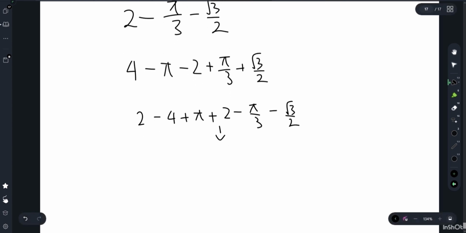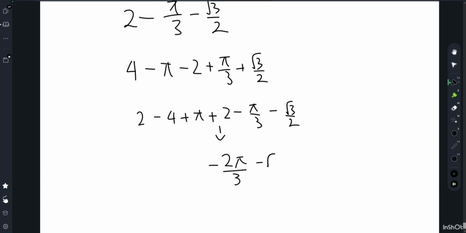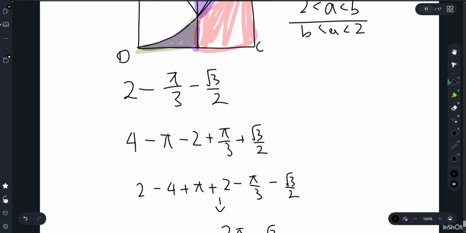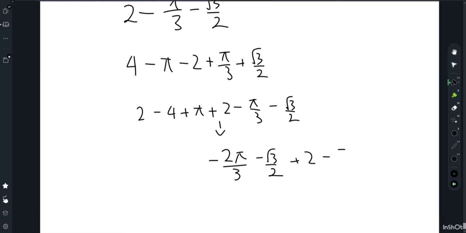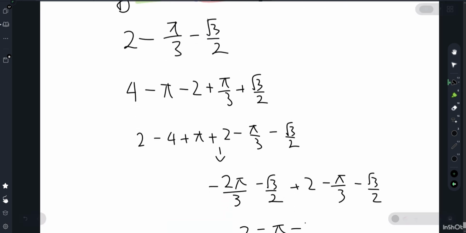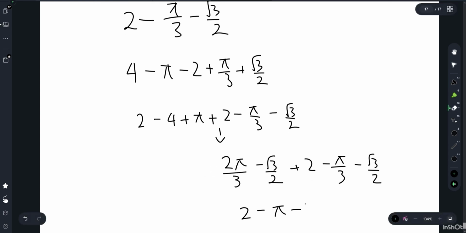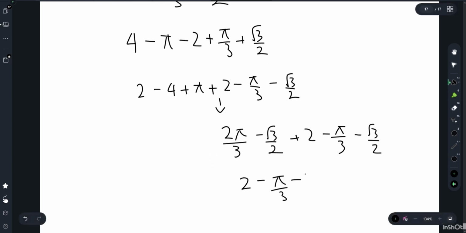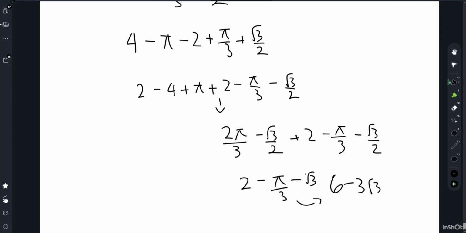So what we get from this is negative 2π/3 minus √3/2. And we want to add this to 2 - π/3 - √3/2 for the total area. This is just 2 - π minus, wait a second, sorry, this is positive 2π/3. So this is minus π/3 minus √3. So this is just (6 - 3√3 - π)/3.